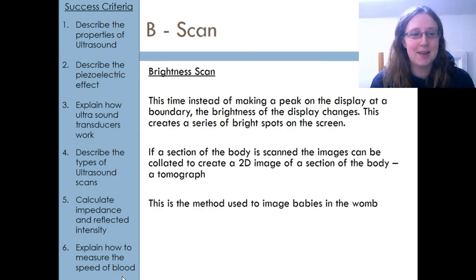Second type of scan is a B scan, which stands for brightness scan. Now, a B scan is basically a combination of lots of A scans taken from different angles. And all we do is combine all the peaks that we would have gotten on the A scan into points of brightness to build up a picture. And that can give us a two-dimensional image of what's happening inside. So the B scan is a combination of lots of A scans from different angles.